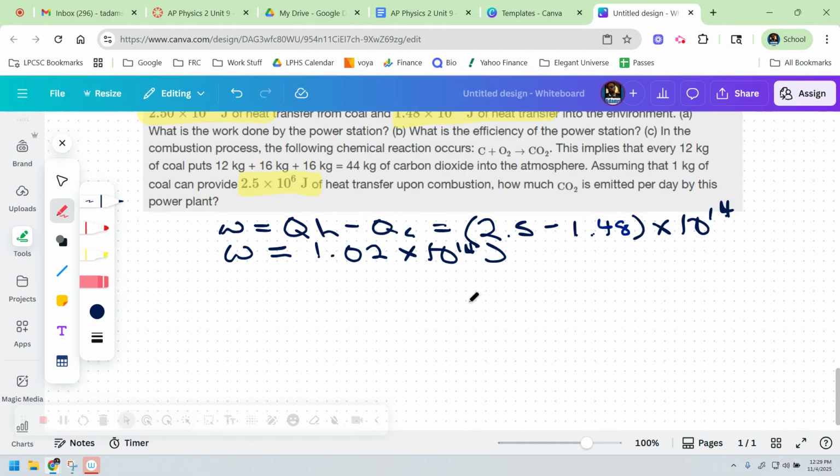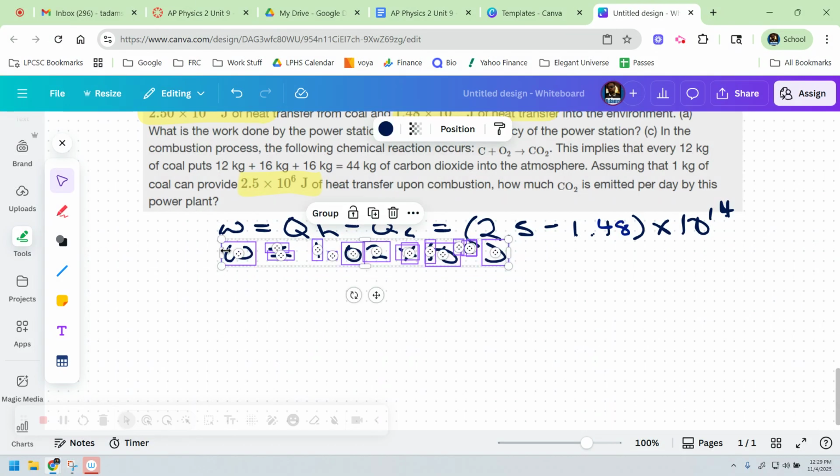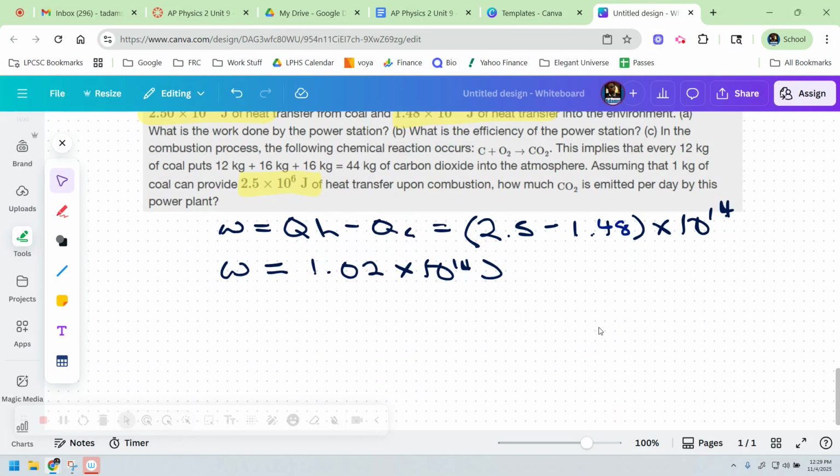Sorry, I crammed that in there. Can I move that down? I think so. There we go. That's a little better. And this is 14. So that's part A. That was pretty easy, right?